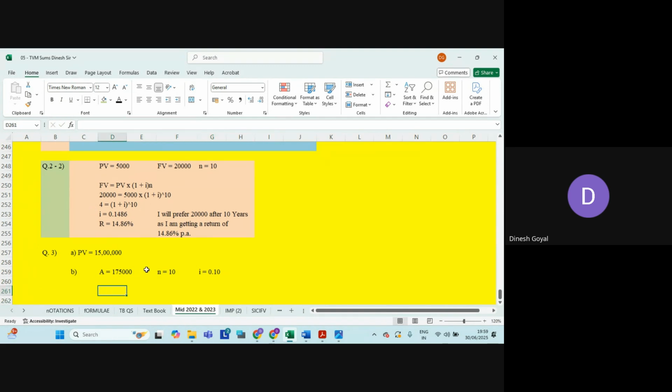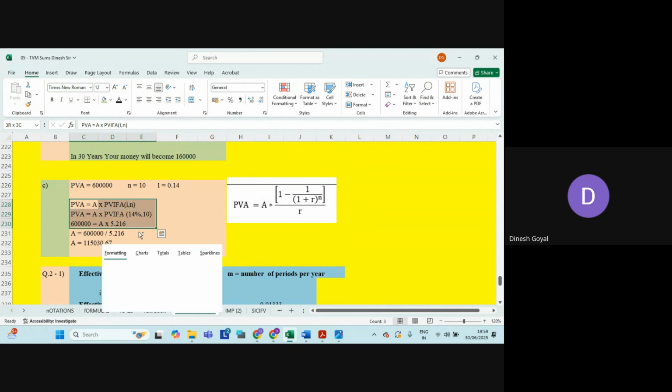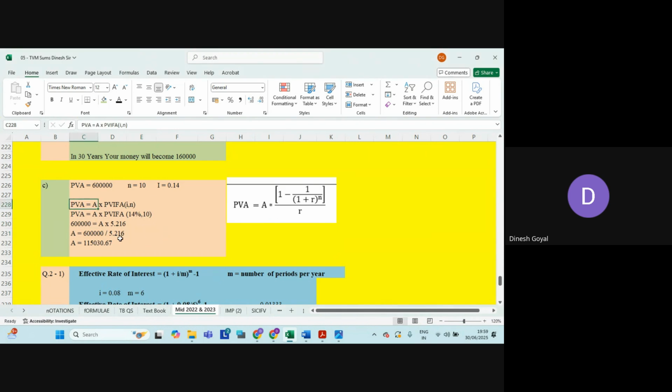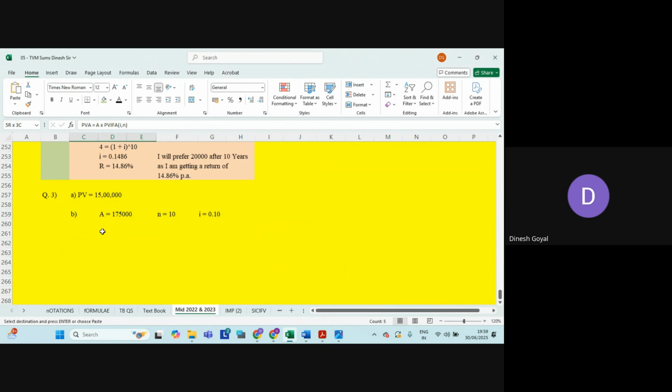Last year they gave the factor value directly, so it's easy. But what we used now, either use this, we can find this present value of annuity by using this. So this is your formula. So PVA is A into PVIFA. We just have to apply the present value annuity formula and we'll get the answer. Yes, you will get the PVA.